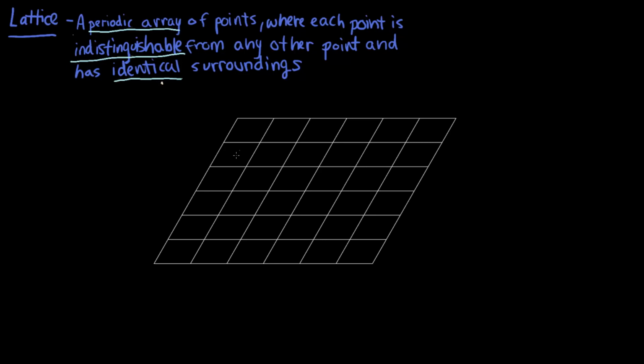In the last video, we saw how we can construct a one-dimensional lattice according to our definition up here, a periodic array of points where each point is indistinguishable from any other point and has identical surroundings. We covered a lot of ground with a simple one-dimensional construct. But in this video, we're going to go further and construct a two-dimensional lattice.